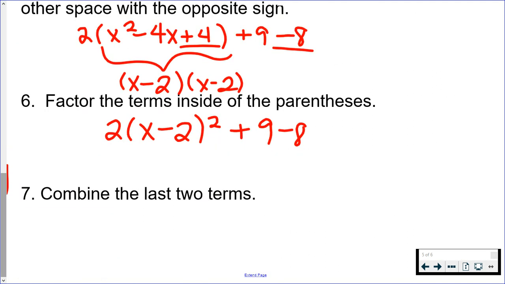So your last step could have been done earlier, especially this one. It's really easy. We're just doing 9 minus 8, and that will be our final answer.